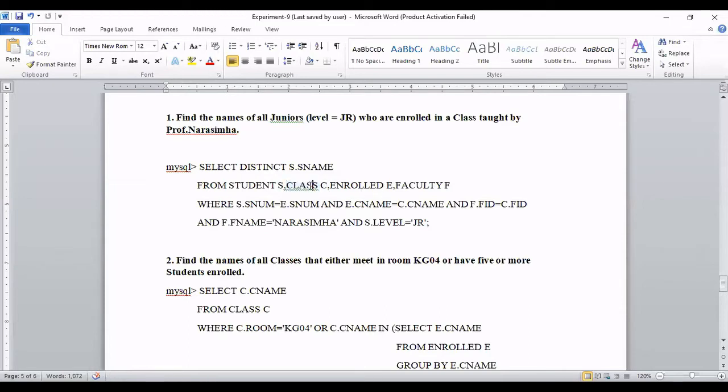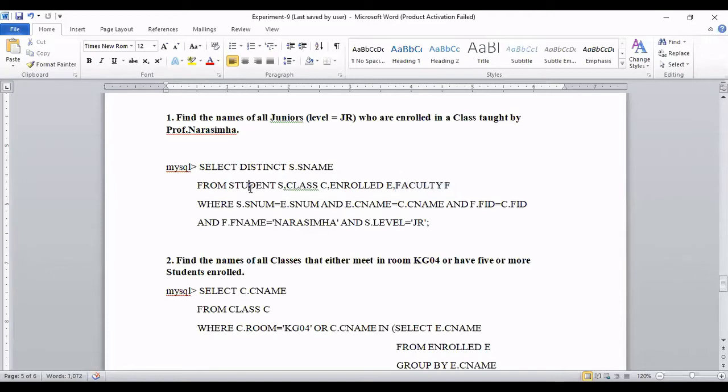Then finally class will be joined with faculty. How? c.faculty id, because it's keeping the teacher's relation. In the class there is a faculty id, the last attribute. So c.faculty id equal to f.faculty id. This thing I am repeating here.